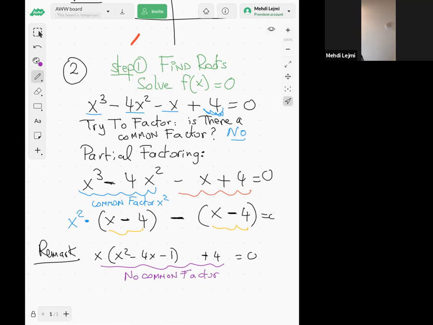Right? So that's the difference with this situation here, where we got the x minus 4 as a common factor. So that will be here. That will be a common factor.